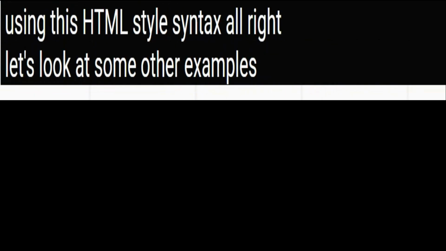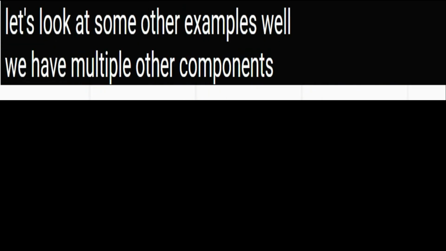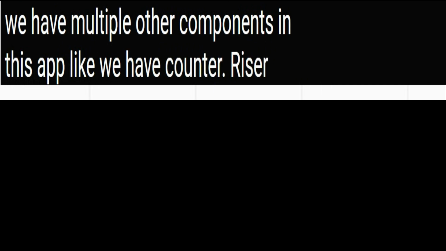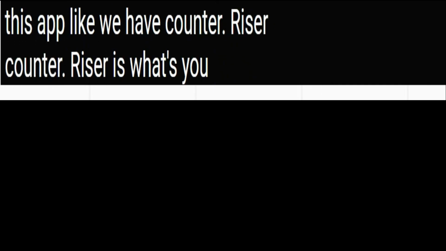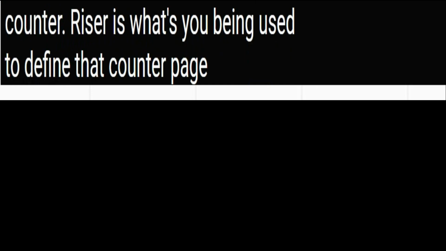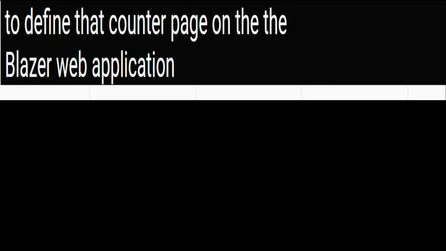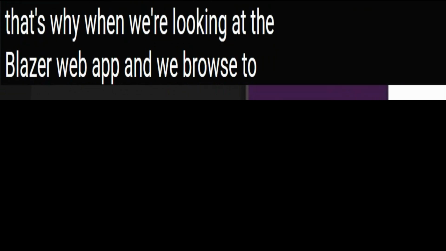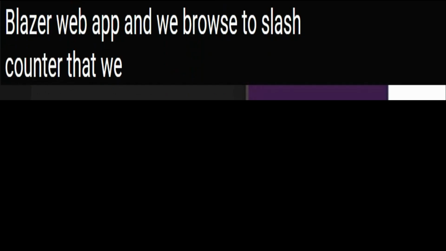All right, let's look at some other examples. We have multiple other components in this app, like counter.razor. Counter.razor is what's being used to define that counter page on the Blazor web application. If we look at it, we can see again it has a route. So that's why when we're looking at the Blazor web app and we browse to /counter, we see this component rendered. All right, so that's cool. But if we go back to home, because counter is just another component, we should be able to, let's do this side by side. I'm going to bring up both apps together.